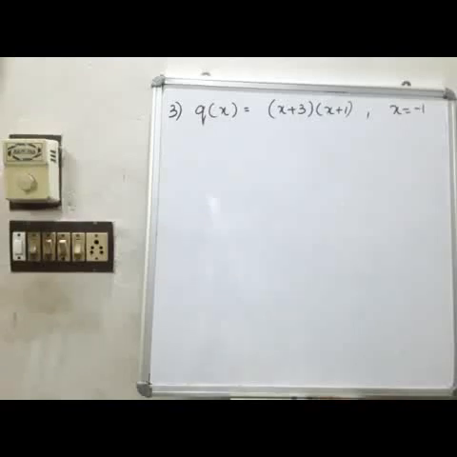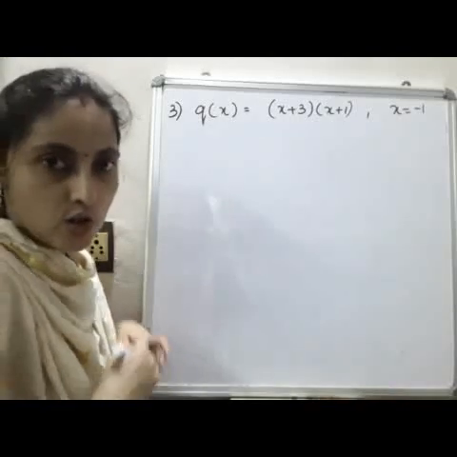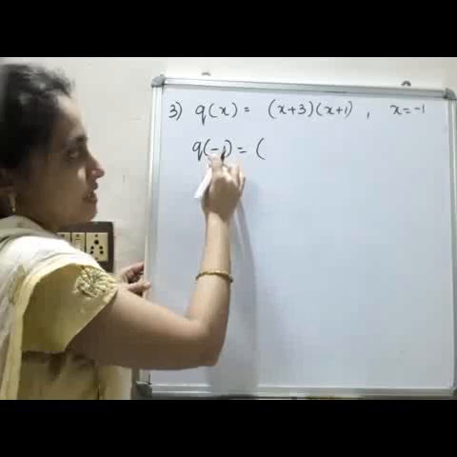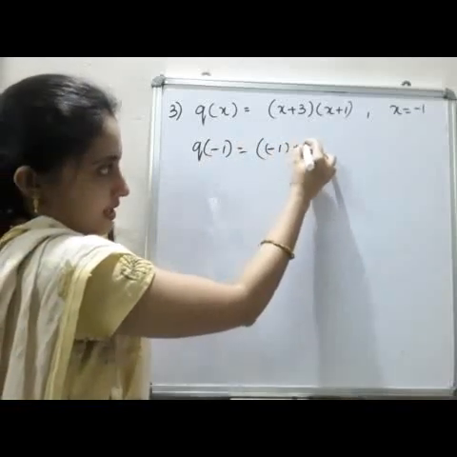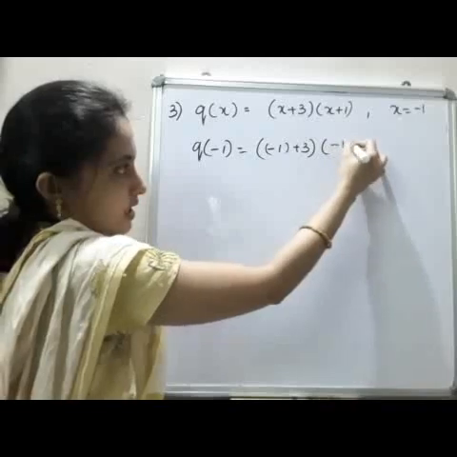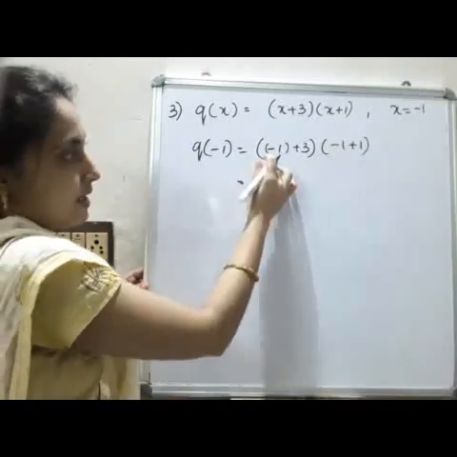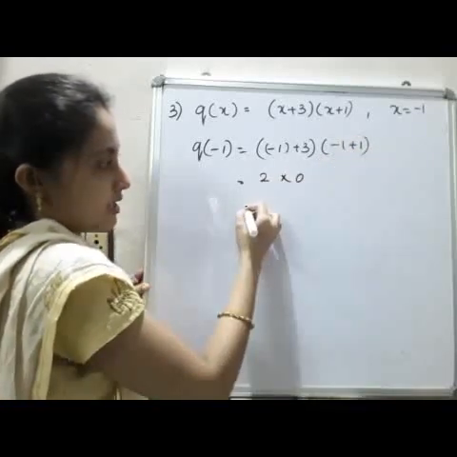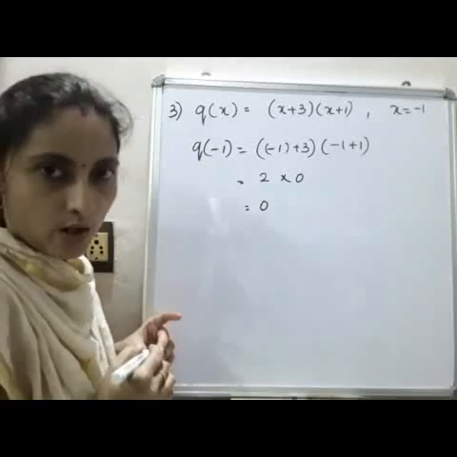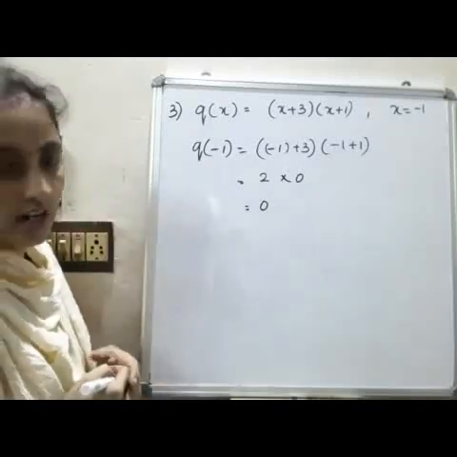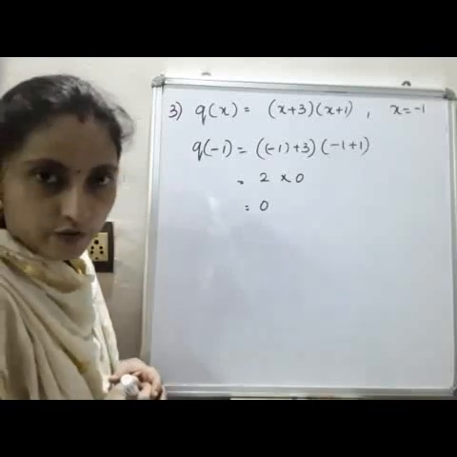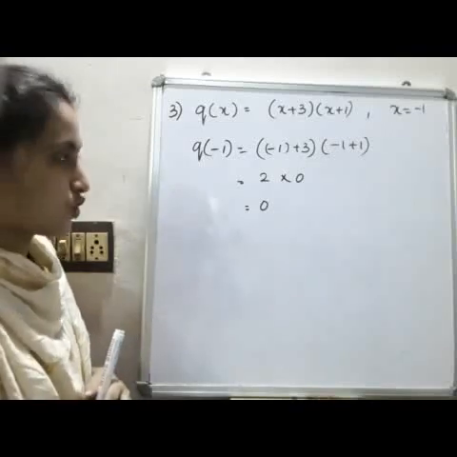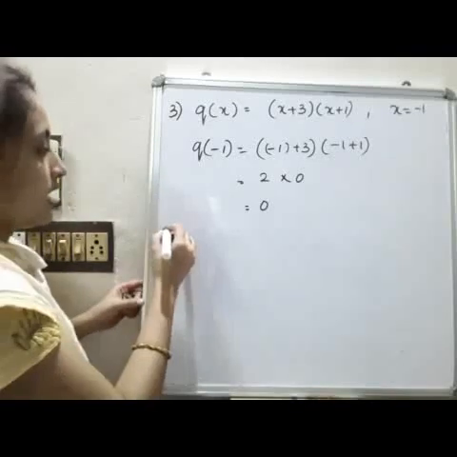q of x is equal to x plus 3 into x plus 1 at x is equal to minus 1. So what can you write? q of minus 1 is equal to, replace x by minus 1. So minus 1 plus 3 into minus 1 plus 1. Minus 1 plus 3 is equal to 2, into minus 1 plus 1 is 0, that is equal to 0. Is minus 1 the zero of the polynomial? Yes. So please write down below that: minus 1 is the zero of the polynomial x plus 3 into x plus 1. Okay, so we will move to the next question.